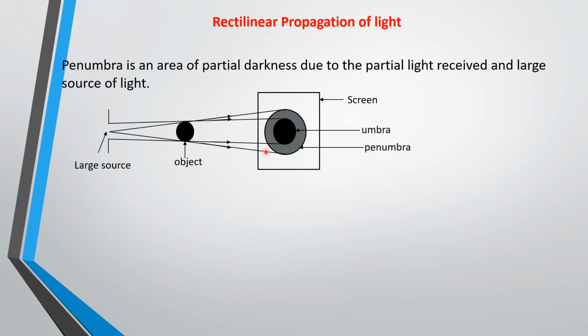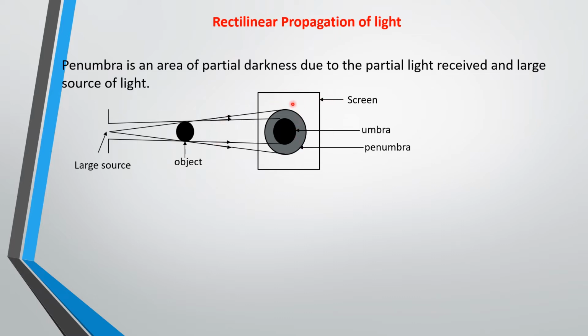So this is what I'm just talking about now. This area of partial darkness is called penumbra. Why do you have this area? You have this area because of the large source of light. So the point source of light will give you this sharp shadow, while this large source of light will give you this penumbra. So please take note of this drawing. Sometimes in your examination, they can ask you to draw this simple diagram showing an umbra and a penumbra. So you should be able to know how to draw this simple ray diagram.